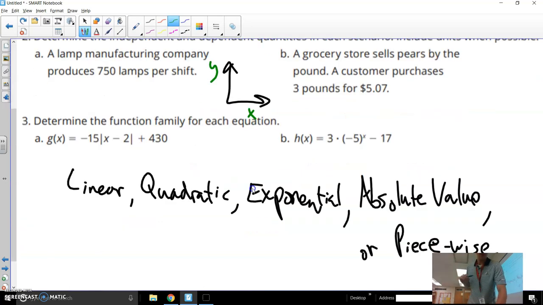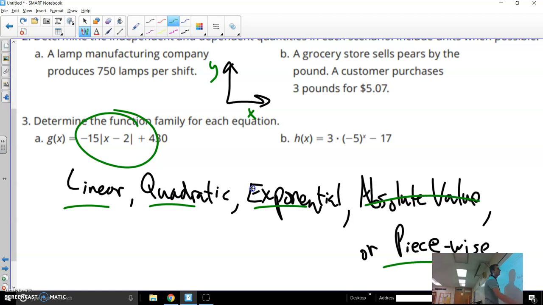Number 3, determine which function family the equations would fall under. So really study the heart of the equation. Tell me which word best goes with that particular problem. Same thing here. Look for the x, what's going on with the variable. And just go ahead and tell me which word you think makes the most sense for that particular equation.